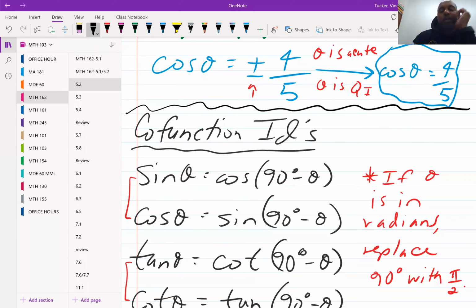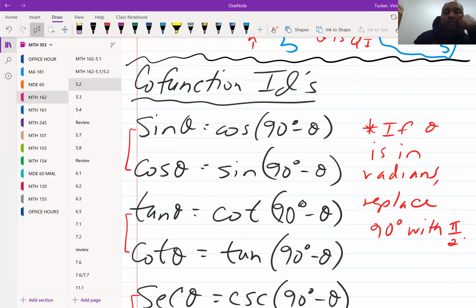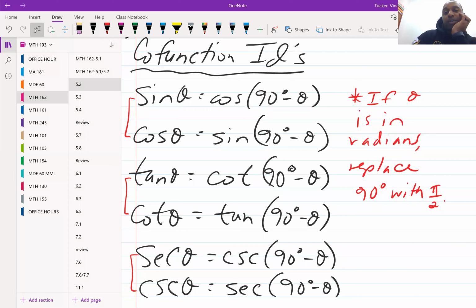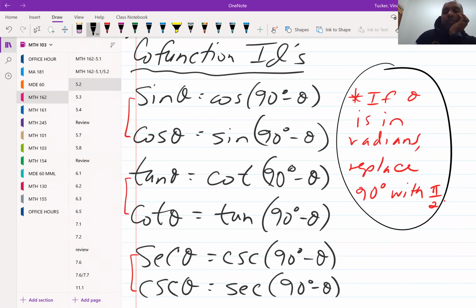All right. So here we have cofunction identities. When you're dealing with your cofunctions, sine theta is equal to cosine of 90 degrees minus theta. Cosine is equal to sine of 90 degrees minus theta. And then you see tangent and cotangent are related in the same way, and then secant and cosecant are related to each other in the same way when it comes to cofunctions. Also, you see the statement over here: if theta is in radians, then you replace 90 degrees with pi over 2.